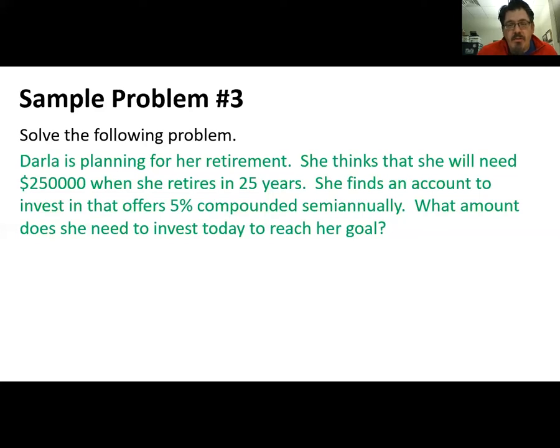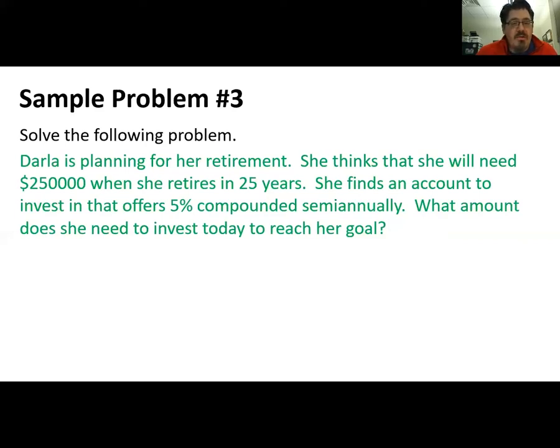So what she wants to do is she's going to invest some money in an account that happens to earn 5% interest compounded semi-annually. So we want to figure out how much she needs to invest. We want to figure out what principal needs to go into the account and then sit there for the 25 years earning interest. That way, when all said and done, the account has the $250,000 in it.